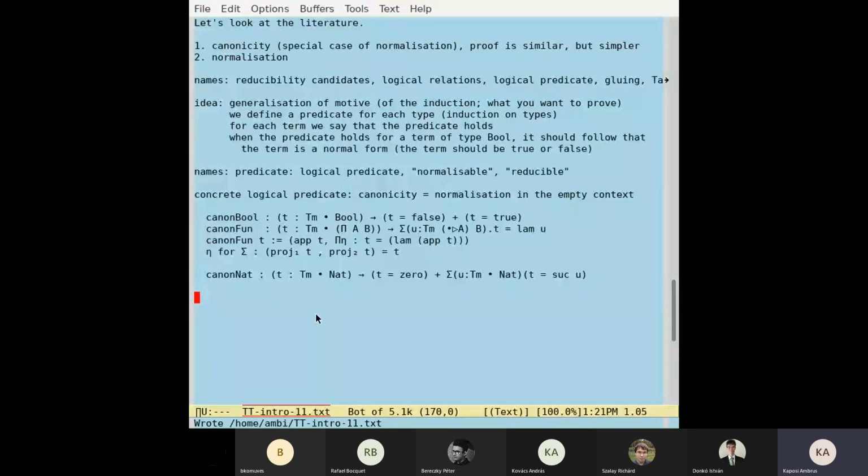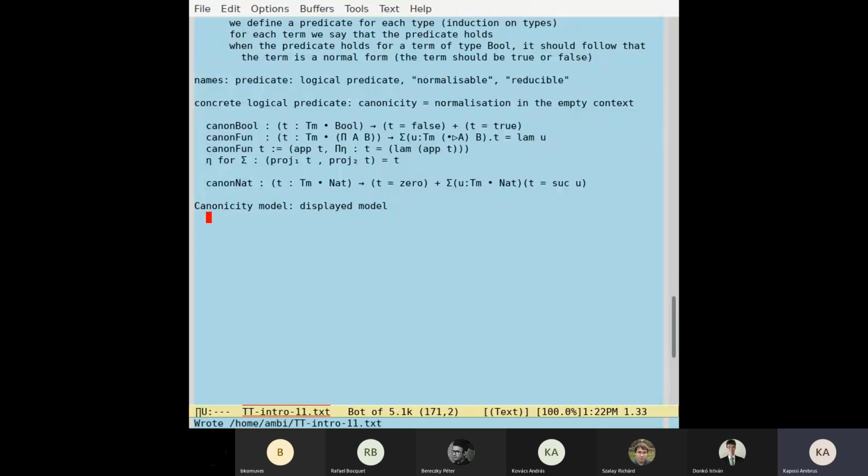Okay, so let's look at the canonicity model, and it is a displayed model. So did we define displayed models before? I think when we discussed the family model, was it? Or I'm just wondering. Yeah, I don't think so. Okay, so I see, but I think we discussed displayed model before, but let me remind you what it is.